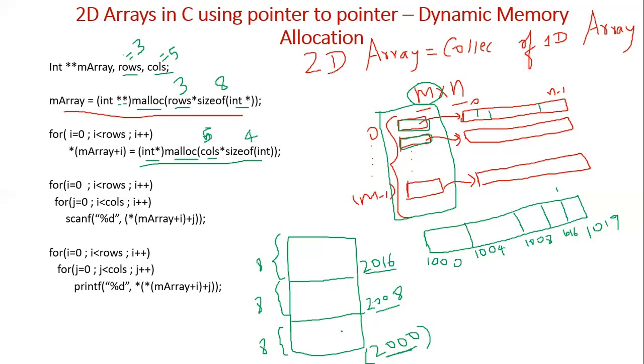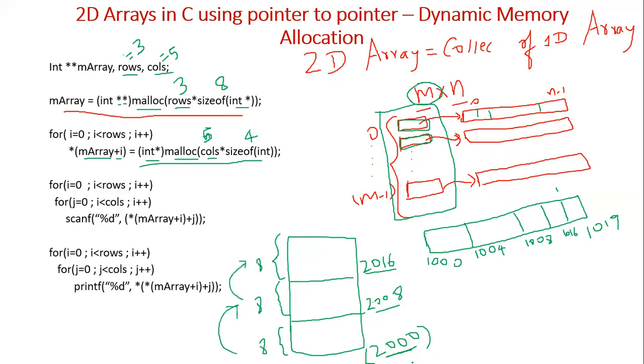So how can we store? For that we are using this statement. In this location you should store, so you cannot use just m array plus I. We write a for loop: for I is equal to 0, I less than rows, I plus plus. m array plus I. m array is 2000, because its starting address is 2000, and here it will increment by 8, because the size of an integer pointer is 8, so the scale factor is 8.